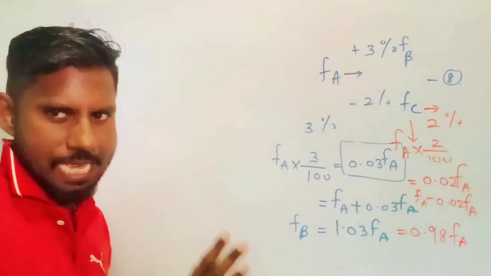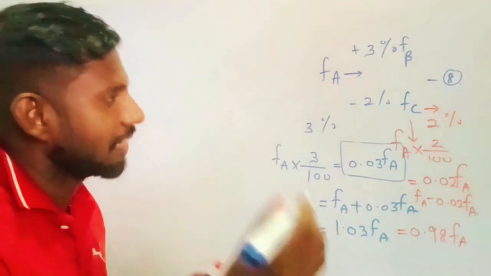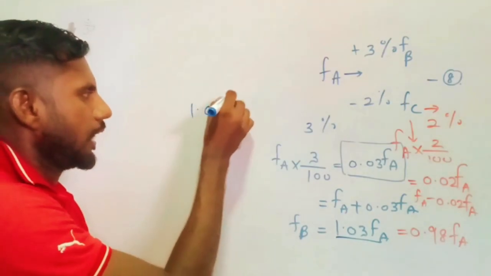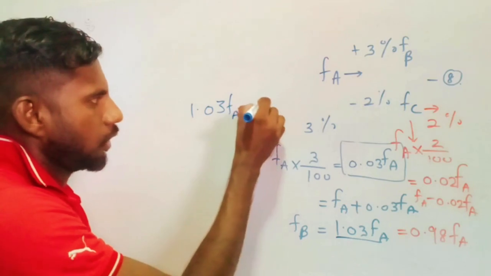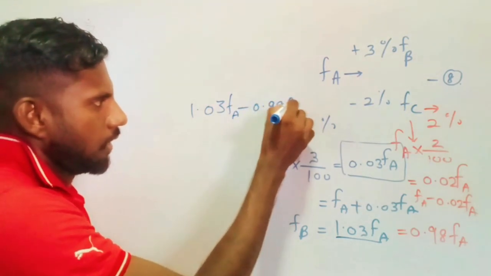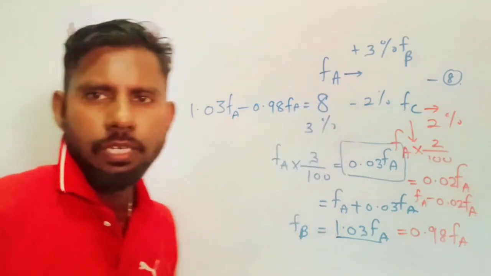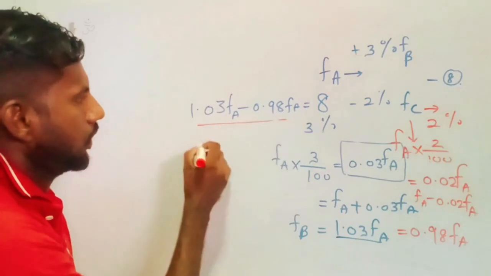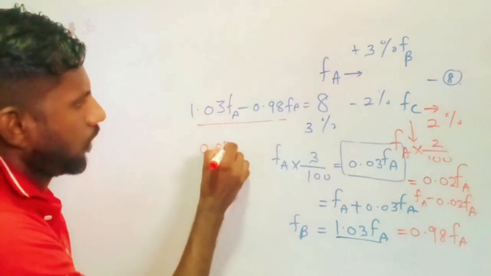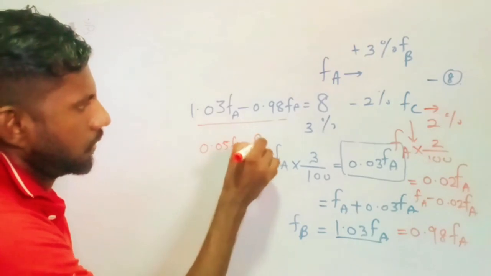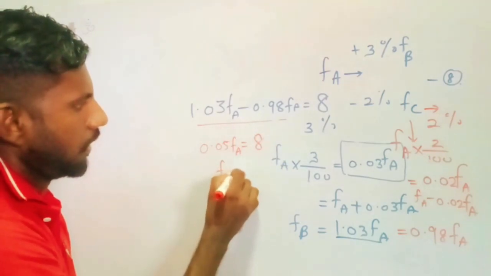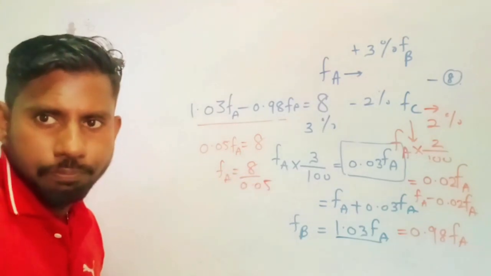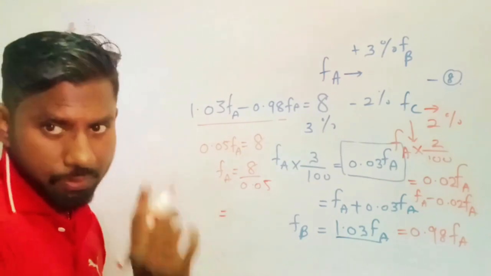Right? So now let's apply the normal equation of beat frequency. Beat frequency: FB, that's the greater one, 1.03 FA minus 0.98 FA is equal to 8. So what's the difference? 0.05 FA equals 8. So FA equals 8 divided by 0.05.